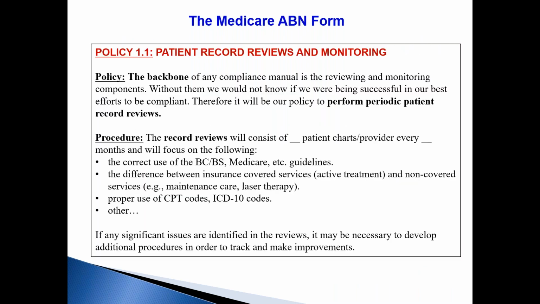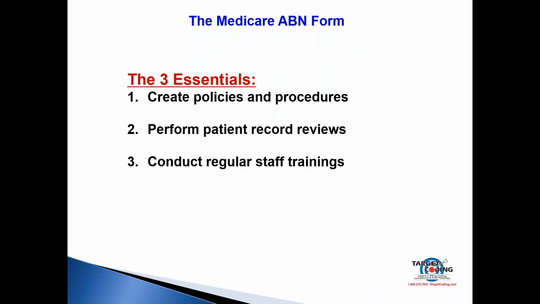So a billing and coding policy and procedure manual should have these three essentials: policies and procedures, perform record reviews, and conduct regular staff trainings. So I'm going to show you a couple of policies right out of my Medicare billing and coding policy and procedure manual. You can copy these.